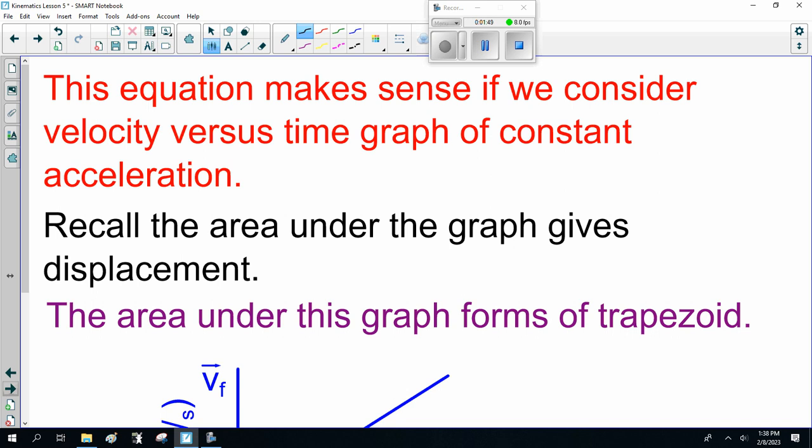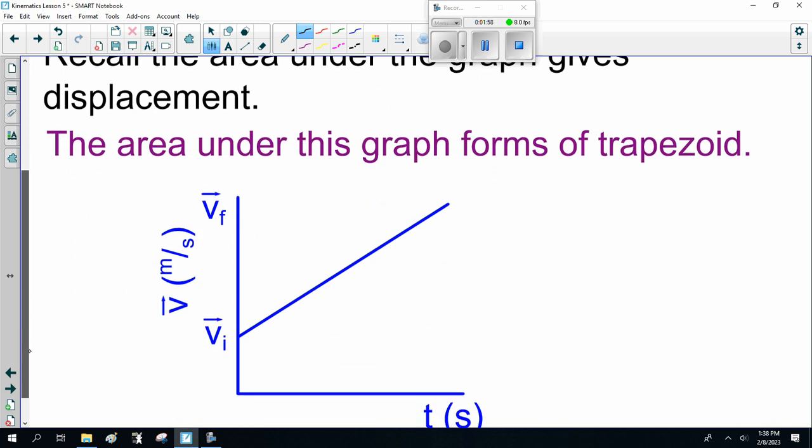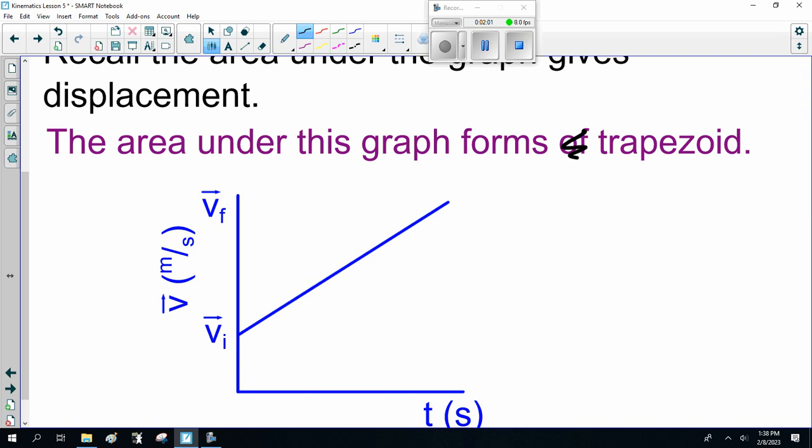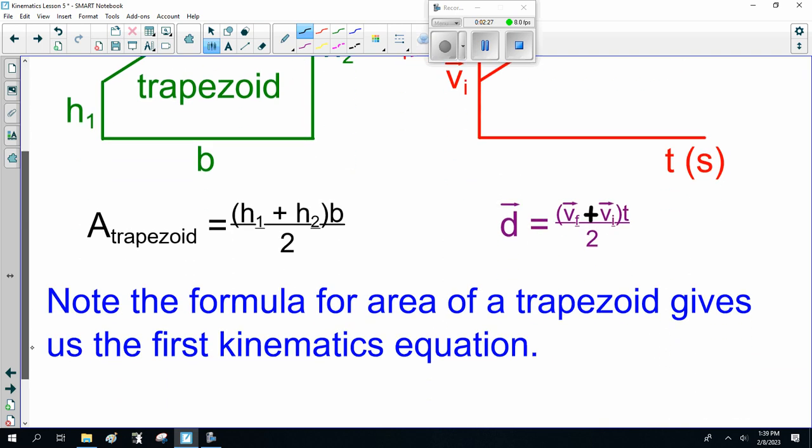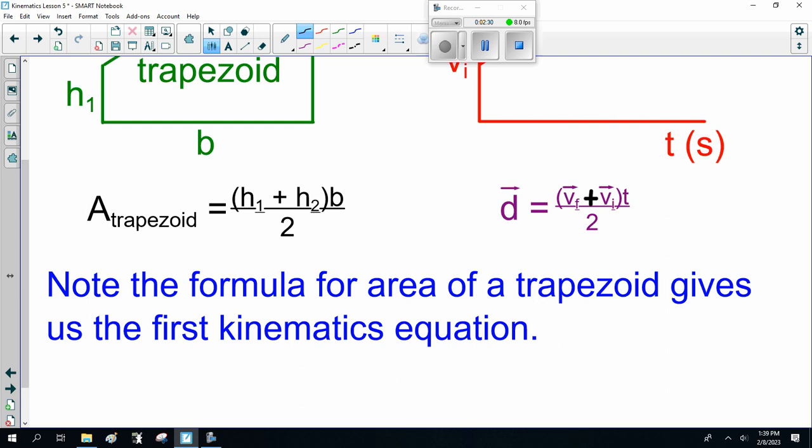Consider a velocity versus time graph of constant acceleration. Recall the area under the graph gives displacement. The area under this graph forms a trapezoid, with v initial, v final, and time. More specifically, we get a trapezoid like that: h1, h2, and b. So the area of a trapezoid is h1 plus h2 times b divided by 2, or displacement is v final plus v initial times t divided by 2. Note the formula for area of a trapezoid gives us the first kinematics equation.